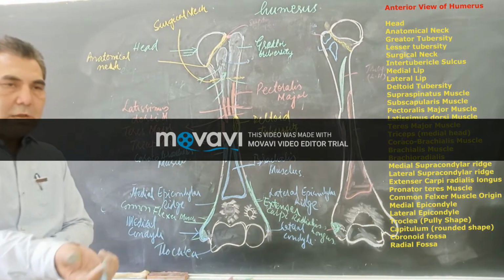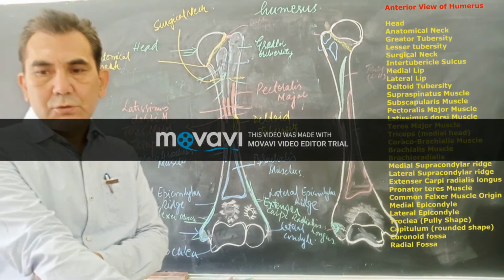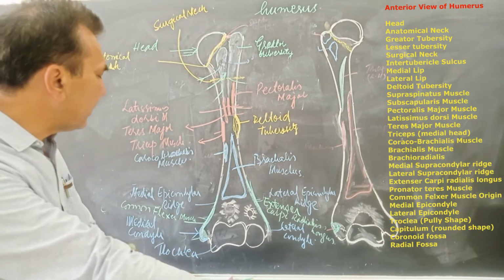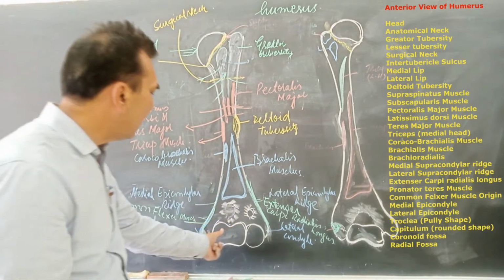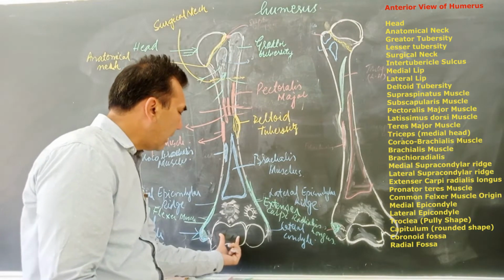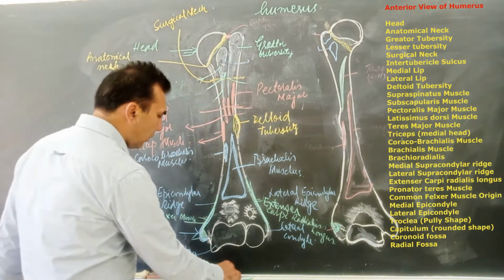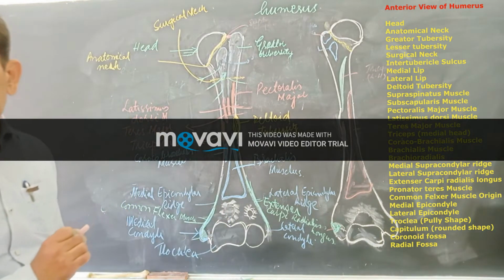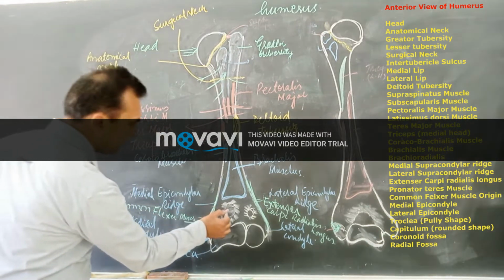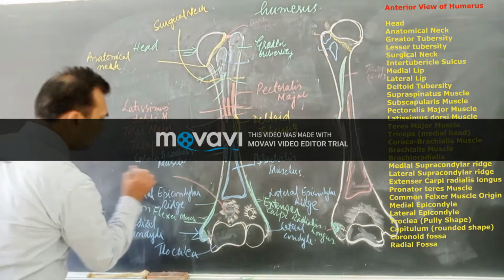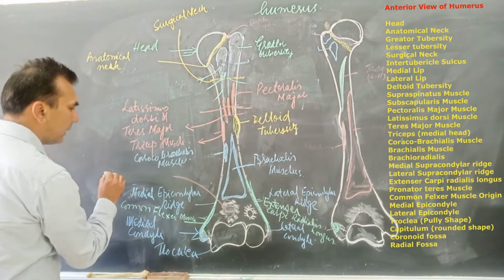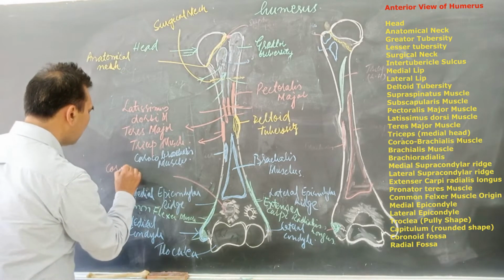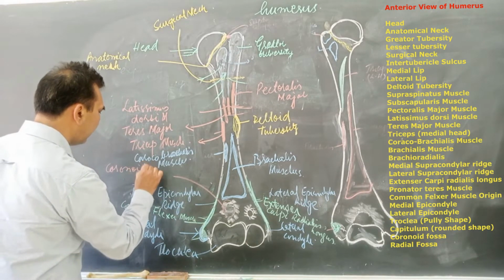Trochlea. This trochlea is for the attachment of the trochlear notch of the ulna, which will attach over here. Just above the trochlea is the coronoid fossa. This fossa, which is present just above the trochlear surface, is called the coronoid fossa.